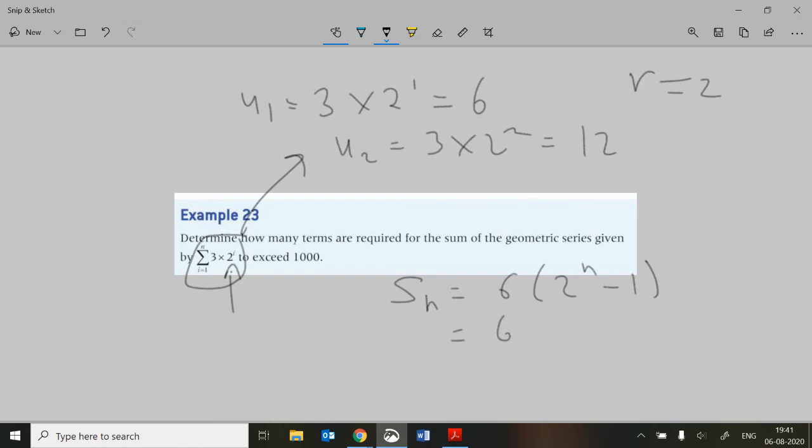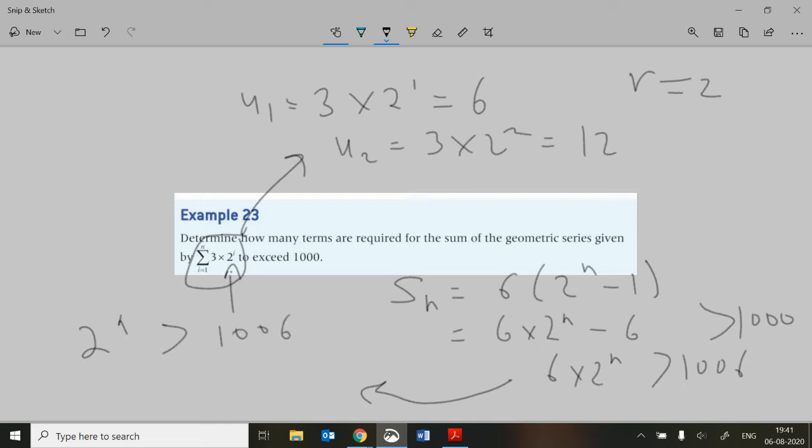Okay, so we've got 6 times 2 to the n. Obviously, we can't do 6 times 2 is 12. Minus 6. And we want to know when does this exceed 1000. So let's take the 6 across to the other side now. Okay, we've got 1006. And we've got 6 times 2 to the n. Let's divide by the 6. 2 to the n is greater than 1006 divided by 6.